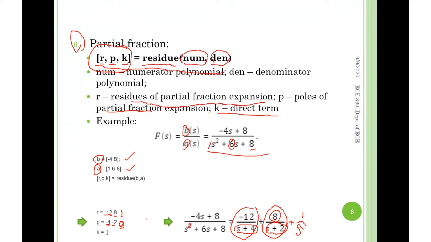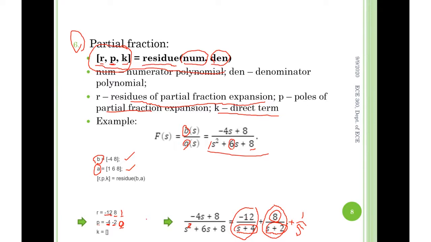Okay. Yep. Any other concerns or questions? And the K value would be like, let's say S squared was multiplied by 2 as a coefficient. If we pulled a 2 out from that, then it would be S squared plus 3S plus 4. But that 2 that we pulled out, it would be plus 2 as K. Is that what they're saying?